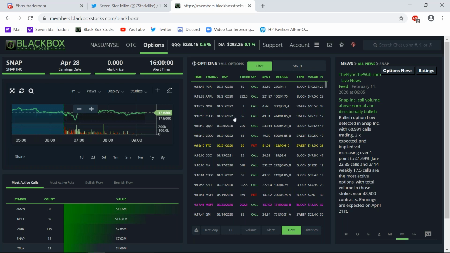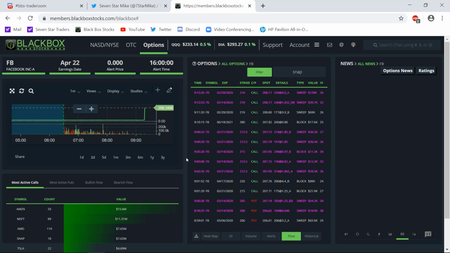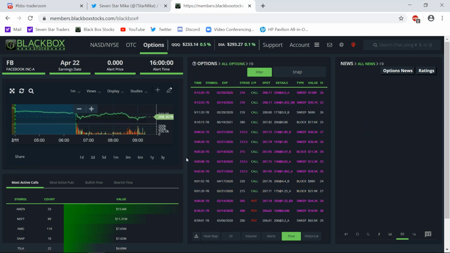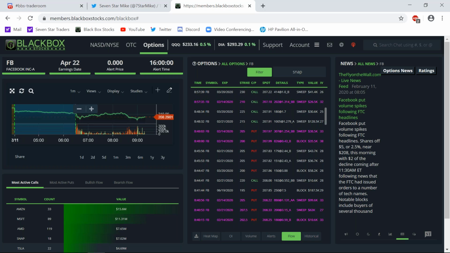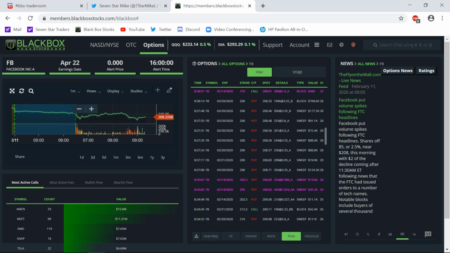Let's pick a random ticker here. Hopefully, Facebook. And I don't know if this is going to be a good or a bad example. I'm just randomly picking a ticker. If you click down here on the heat map, we've got calls, we've got puts, we've got bid, we've got ask. We've got above ask and below the bid. So it's a little confusing. There's a lot in here.